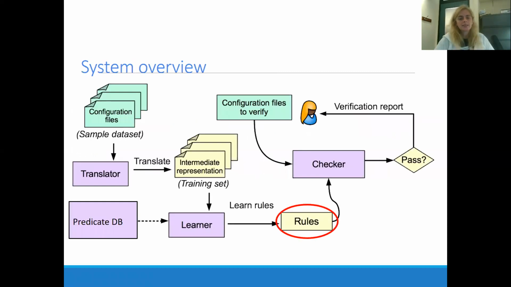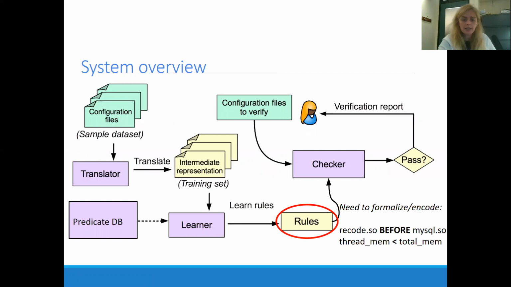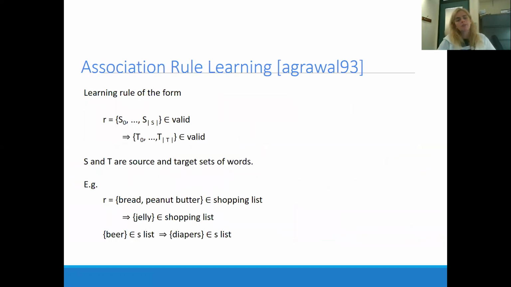Now, the next thing is, now that we have our intermediate presentation, we want to learn the set of rules. And those rules are based, as I said, on the templates. And just to remind you what kind of rules we want to learn, it's like what appears before, or we want to compare two system variables which are talking, for example, about memory. Now, what we did here, we used something called association rule learning.